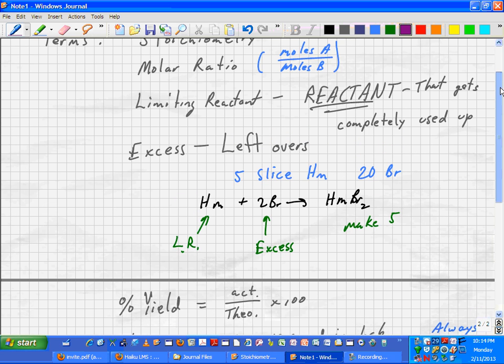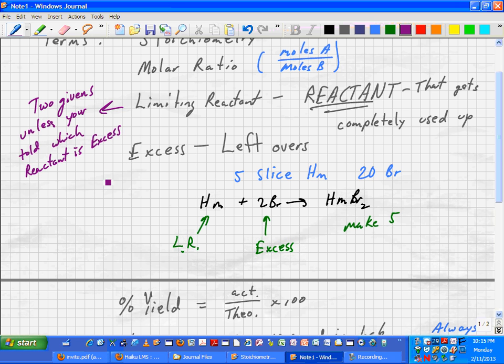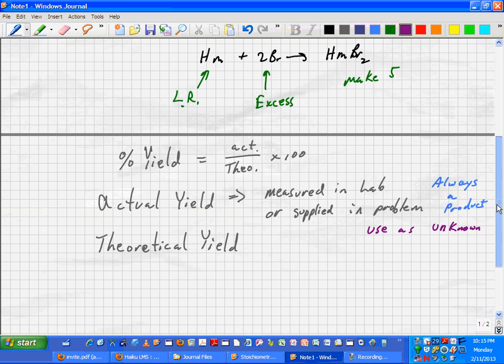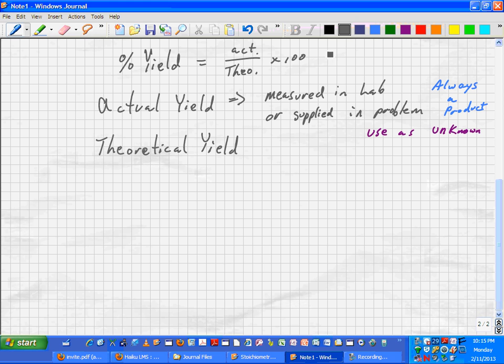Oh, let me back up for a second. Limiting reactant, two givens, unless you're told which reactant is excess. Because if you're told something's excess, then it can't be the limiting. It doesn't run out because you've got extra of it. Theoretical yield, that is your Stoich calculation. All right, know those terms.